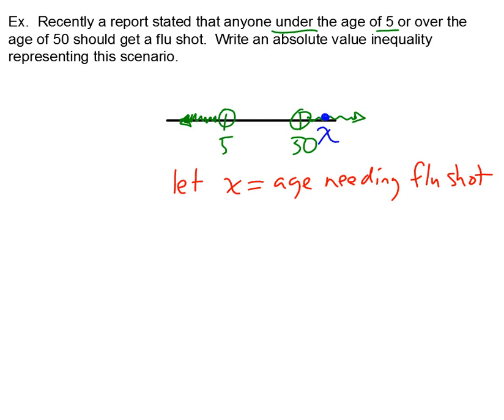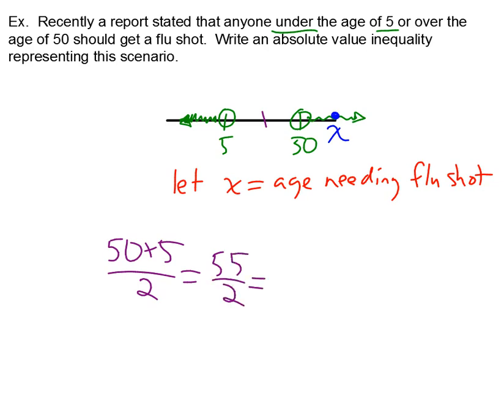To represent this using an absolute value, I want to talk about the difference between this actual age and some other number. I'm going to find the middle number that's halfway between 5 and 50, in other words, the average of 5 and 50. Isn't that how you find the average of two numbers? So you get 55 over 2, which when you divide that is 27.5. So I'm going to say that 27.5 is my middle number.